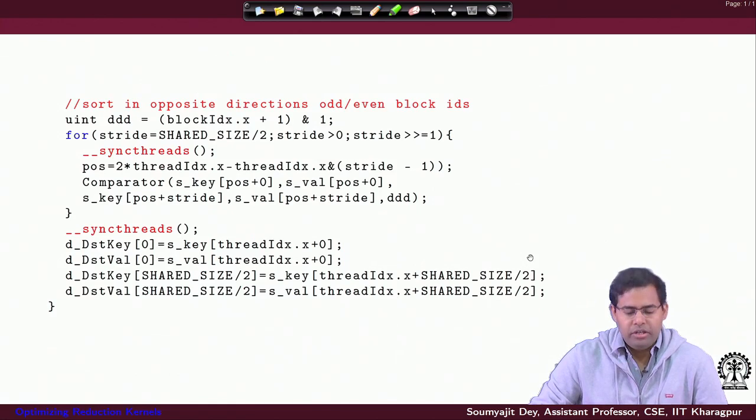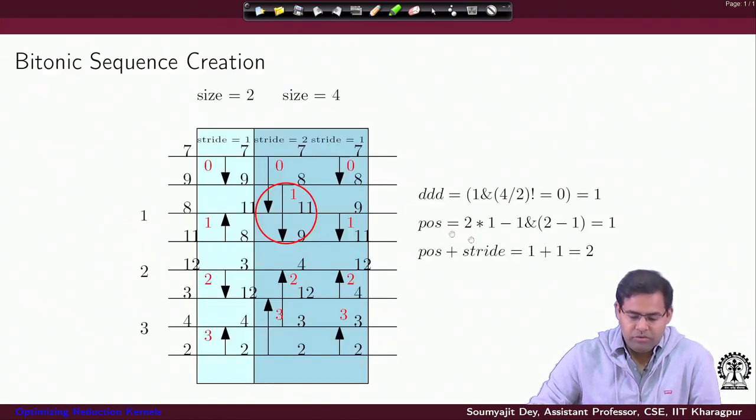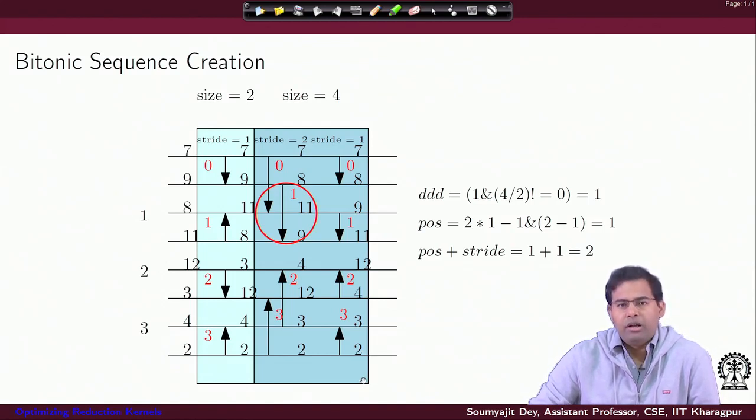Now, coming to the next part of the code, assuming that we are okay with this sequence generation idea, the other part comes in where we are trying to do the overall merge. The merge is the more fundamental thing, but here we have to do the merge over a large size Bitonic sequence.